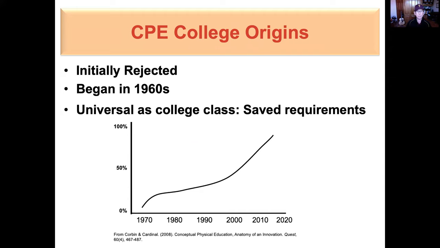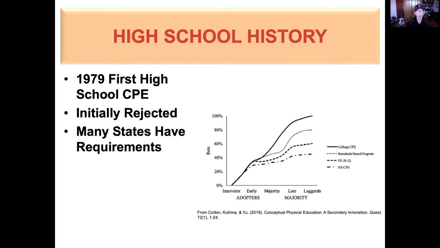90% of colleges have a conceptual physical education, personal fitness, or Fitness for Life college course, and it satisfies many requirements in many colleges. In the high school, secondary school, it's not as advanced. It first started in the late 70s, although it was initially rejected, but now many states have adopted conceptual physical education, personal fitness, Fitness for Life type classes. And as we can see here, while the colleges are almost universal, standards-based physical education is getting close. Fitness education, including things like Physical Best, SISPAP, FitnessGram, higher level, and conceptual physical education, as defined earlier, is on the rise, but not at the level of saturation of the others.